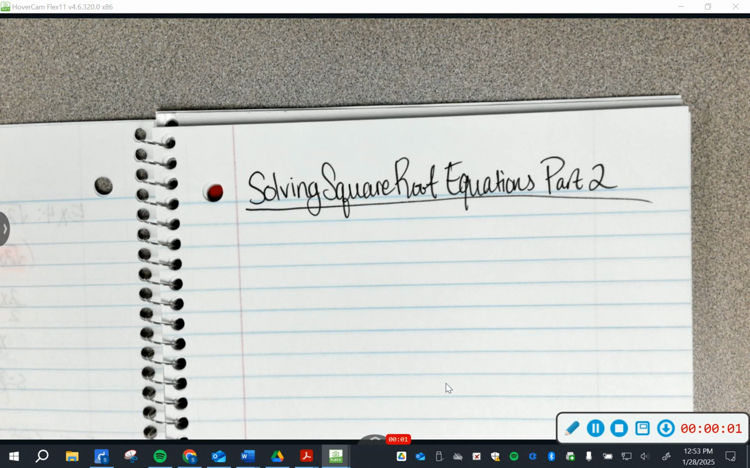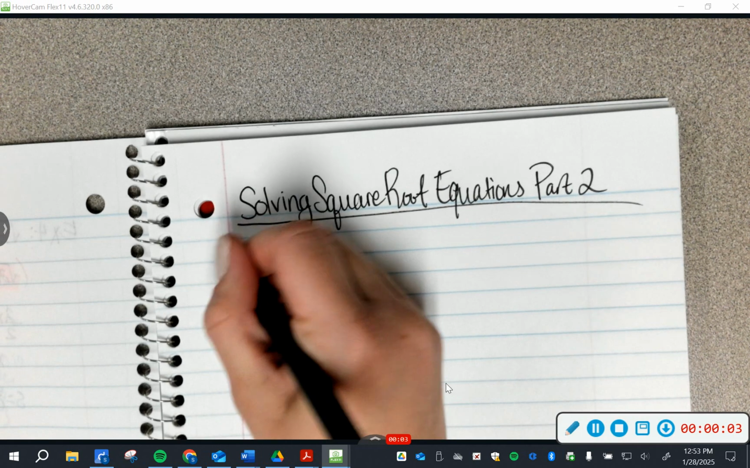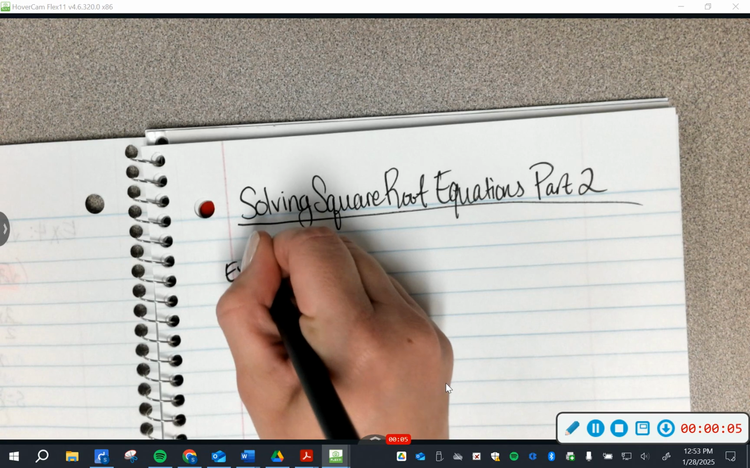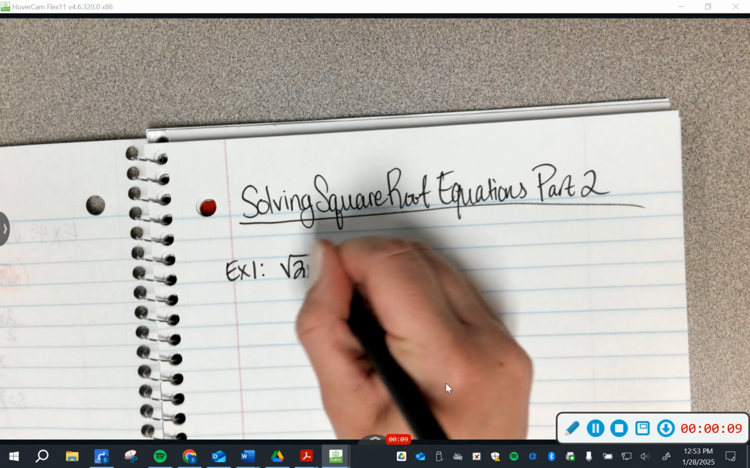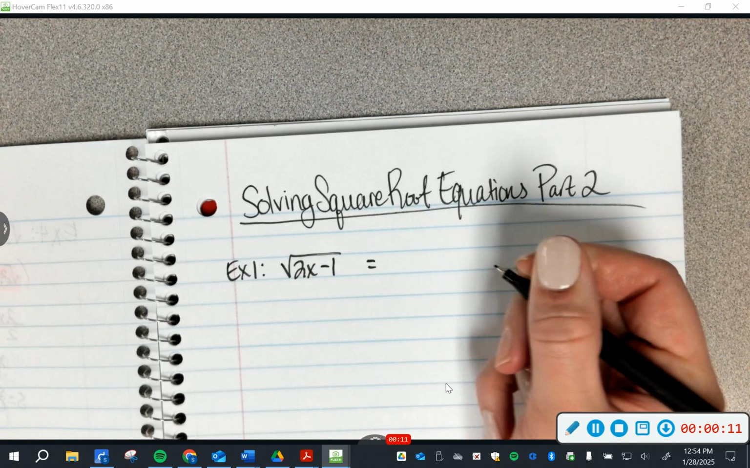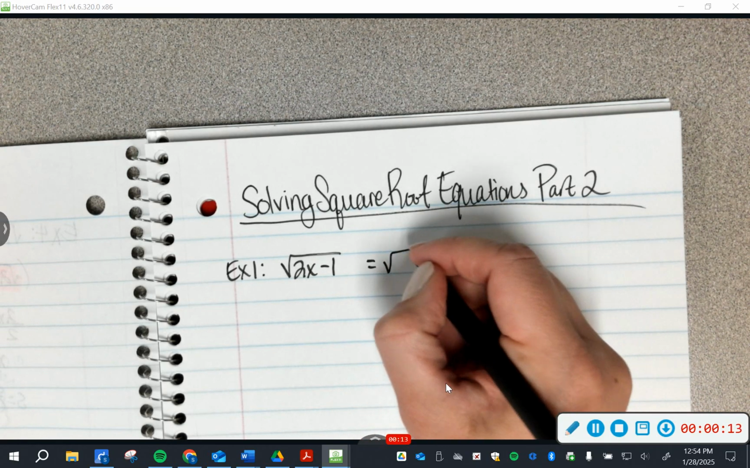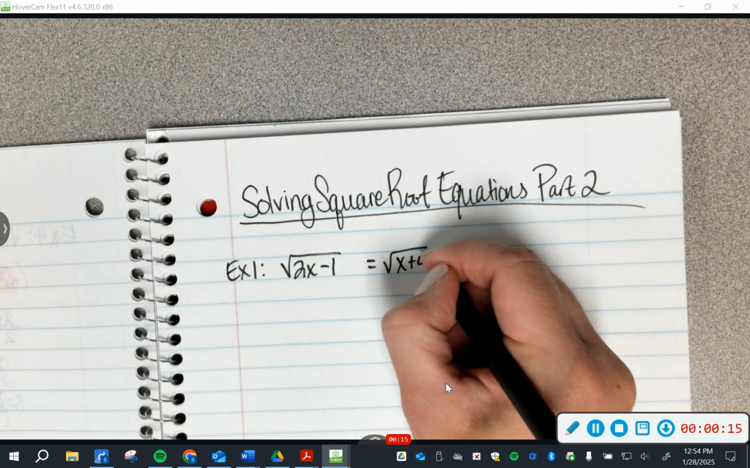All right, first one. Okay, so we're going to solve this one, example 1. Square root of 2x minus 1 equals square root of x plus 4.